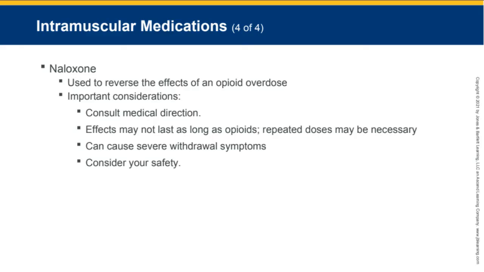Administration of naloxone can cause opioid-dependent patients to have severe withdrawal symptoms. These include seizures, cardiac arrest, etc. And when these patients are coming out of their opioid depression, they can be violent, so consider personal safety.